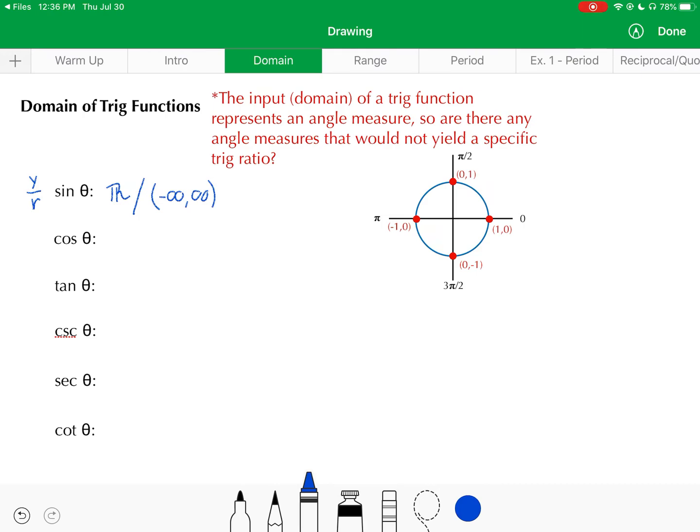It's going to be the same for cosine. Cosine's defined to be x over r. Doesn't matter what point's defining your angle, you'll always have an x coordinate, you'll always have an r value associated with it.